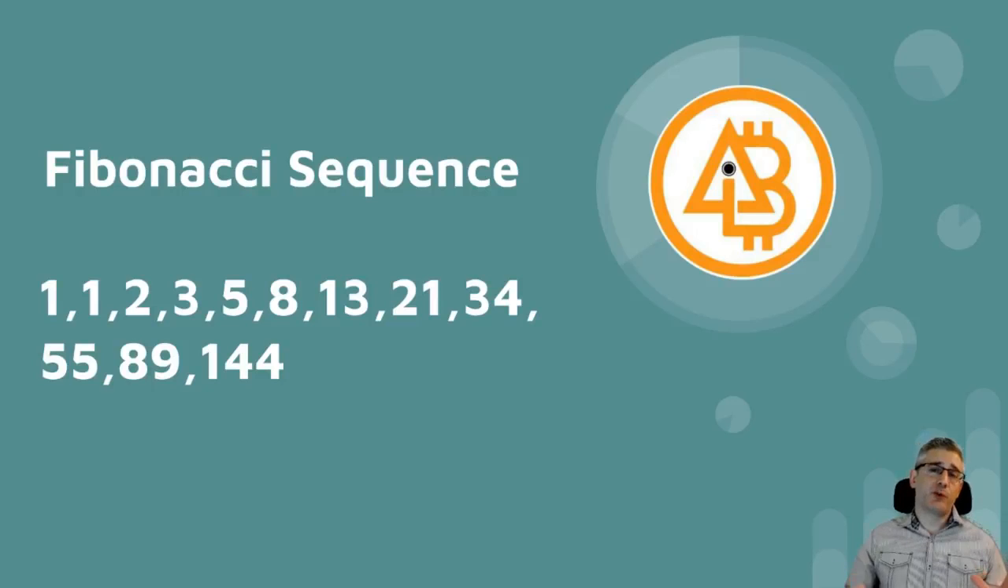So Fibonacci was able to map this out mathematically. What makes this interesting is if you look at the numbers, if you add the number to the one next to it, you get the next number. So 1 plus 1 is 2, 2 plus 1 is 3, 3 plus 5 is 8, 8 plus 13 is 21, and so on and so on.